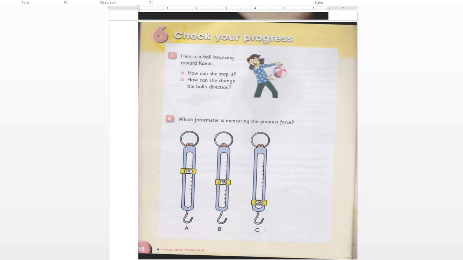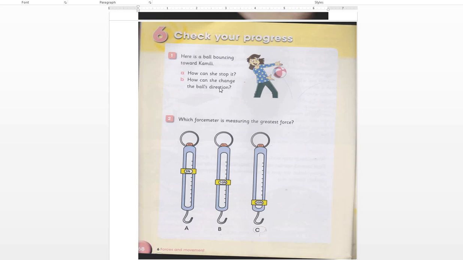Look at this picture. Here is a ball bouncing towards Camille. So question A, how can she stop it? How can she stop the ball? She can stop the ball by catching it. By catching it. So easy.